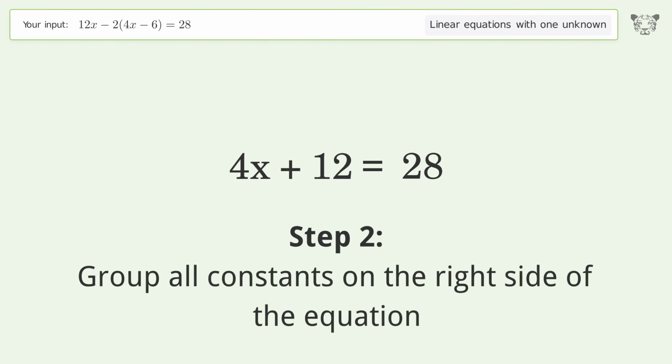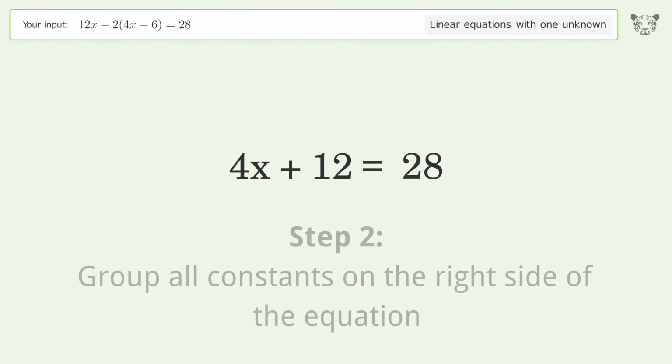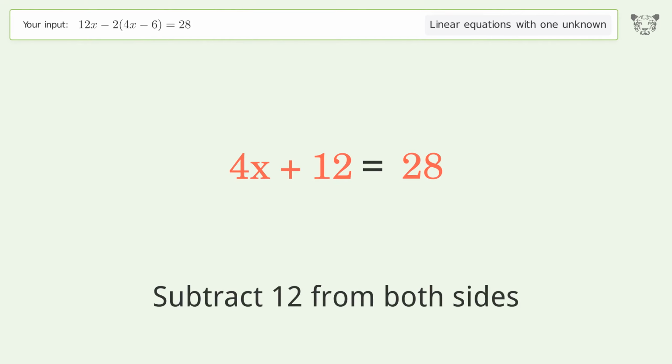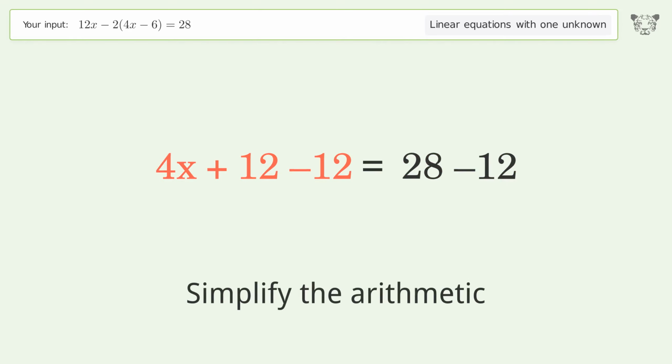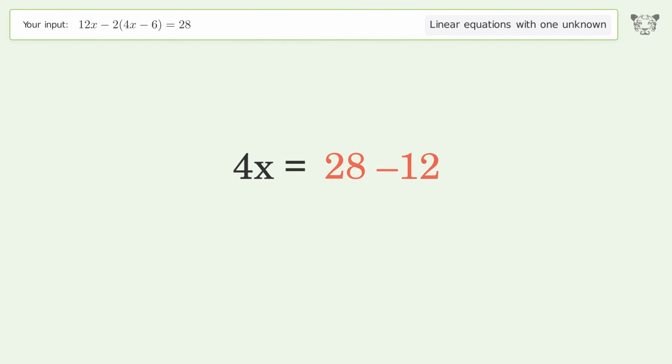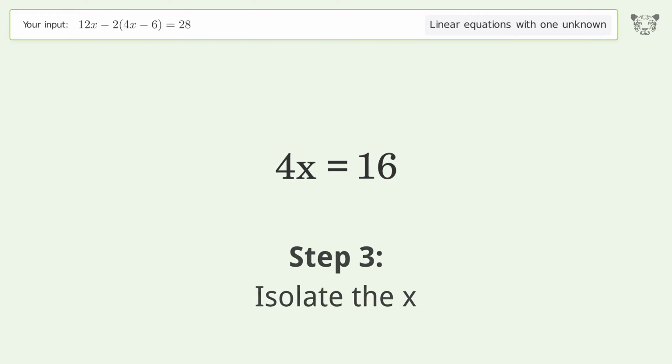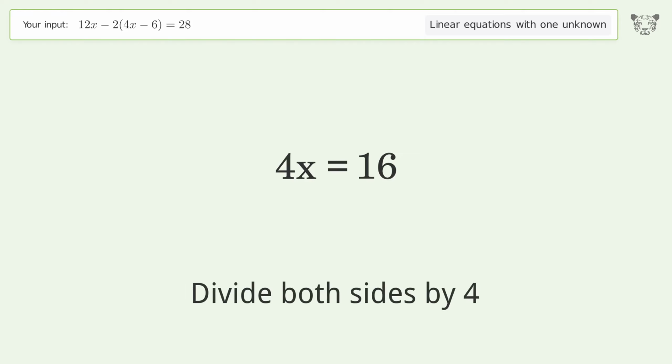Group all constants on the right side of the equation. Subtract 12 from both sides. Simplify the arithmetic. Isolate the x. Divide both sides by 4.